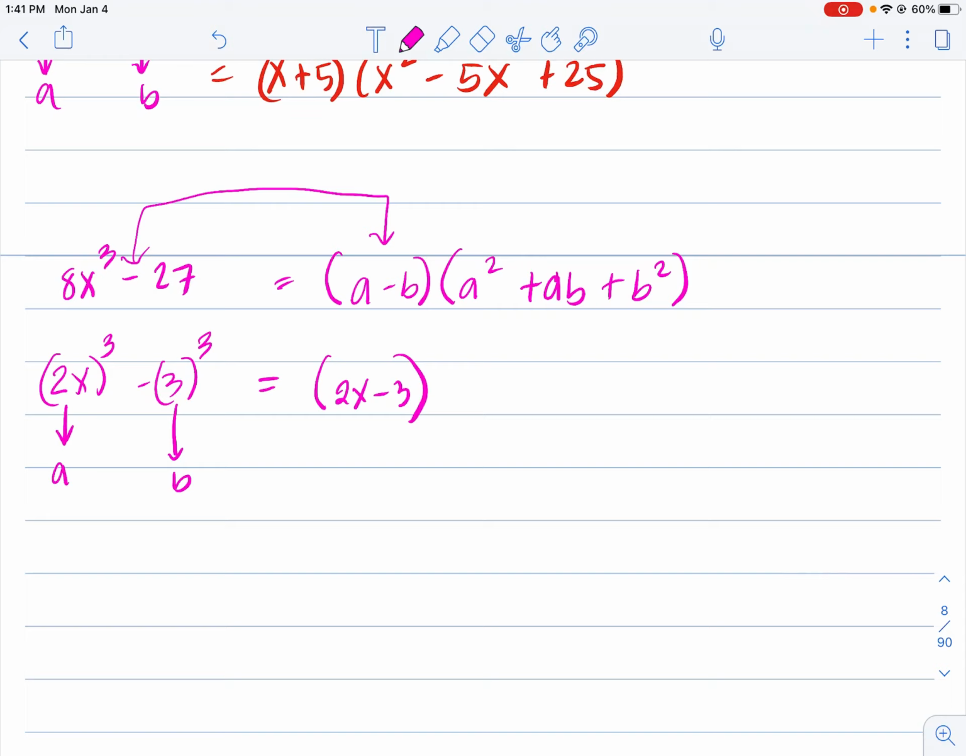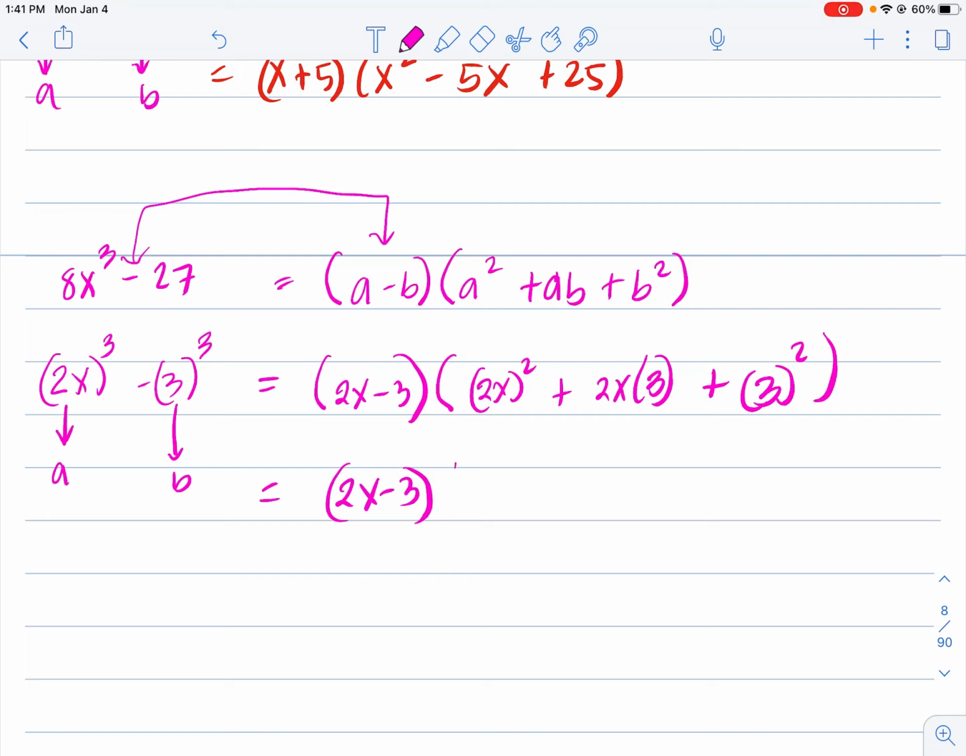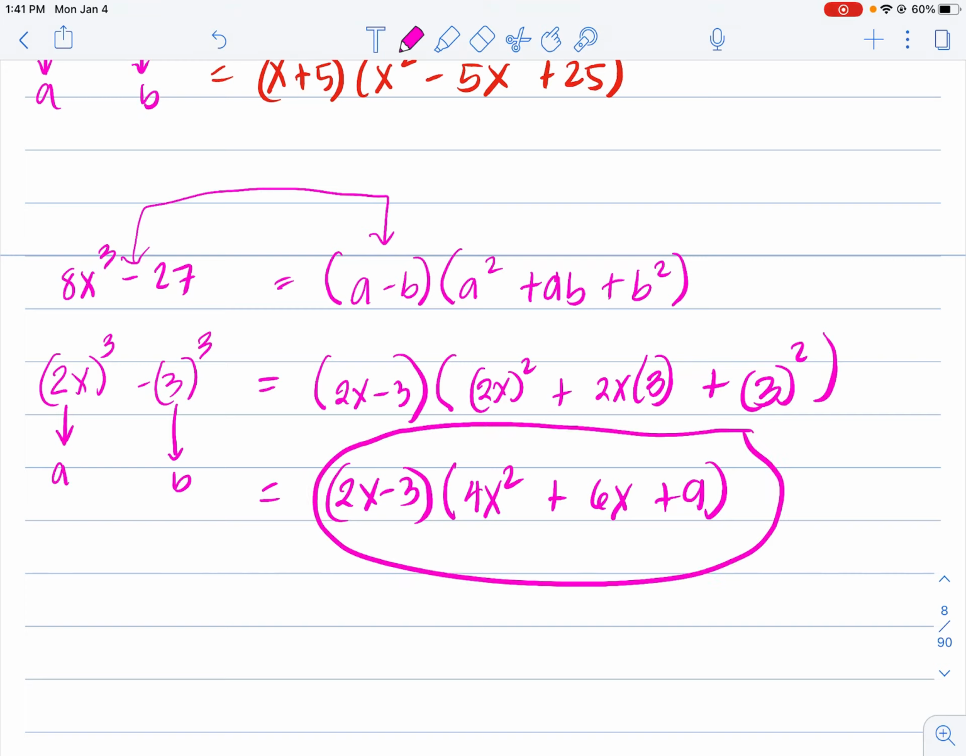So 2x minus 3, 2x squared plus 2x times 3 plus 3 squared. Altogether, we'll have 2x minus 3. 2x squared means 2x times 2x, so that's 4x squared plus 6x plus 9. So our factored form final answer is 2x minus 3, 4x squared plus 6x plus 9.